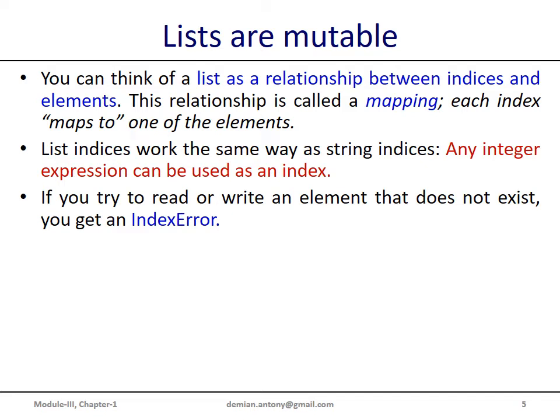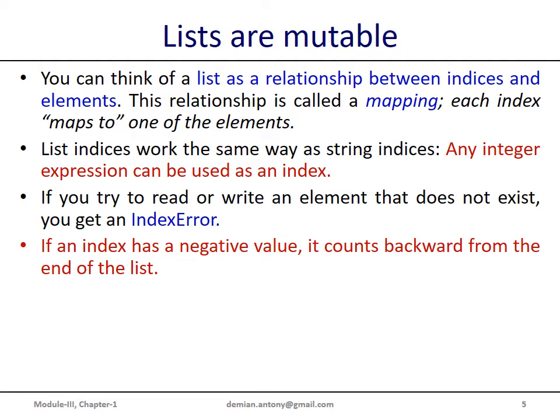We can also think of a list as a relationship between indices and the elements, also called a mapping. It means that each index maps to one of the elements, and the indices work the same way as in strings. Any integer or integer valued expression can be used as an index. If you try to read or write an element that doesn't exist within the list, then you get an index error. If the index has a negative value, then it counts backward from the end of the list, like strings.